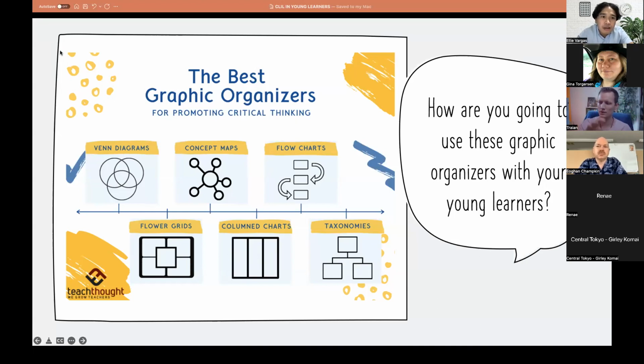So in the middle, it could be an image. On the bottom left side, maybe the word in Japanese. On the bottom right side, the translation, maybe an example of a sentence. So I think I've seen that flower grid being used like that.